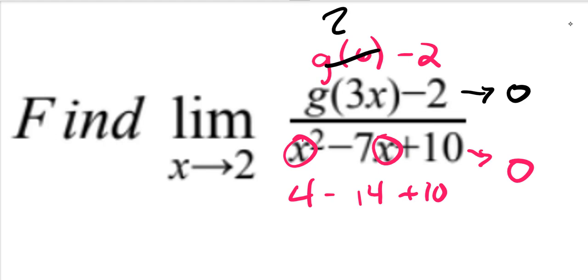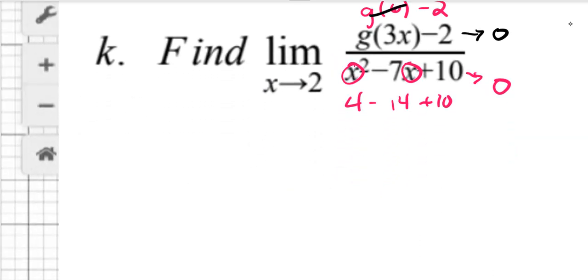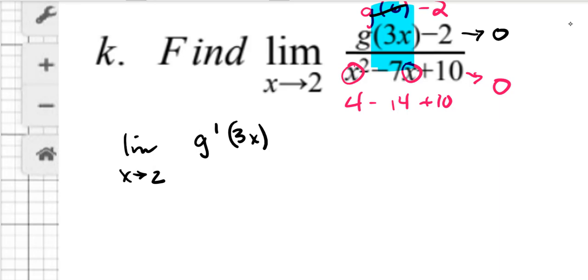And anytime we've got L'Hopital, we've got to make sure that we take the derivative of the top and the derivative of the bottom. So let's go ahead and do that right now. Make sure you keep your notation solid, so don't drop the lim as x approaches 2 part. Make sure you have that. Now the derivative of the numerator is going to be g prime of 3x, and then don't forget, because we've got the chain rule, the derivative of 3x, I'm just going to write the 3 in front there. So we've got 3 times g prime of 3x in the numerator, and then the denominator is going to give us 2x minus 7 when we take its derivative.